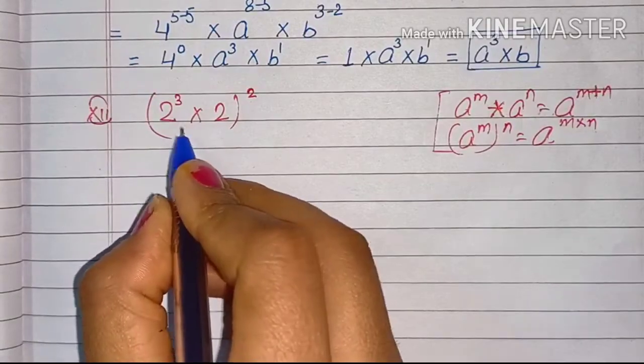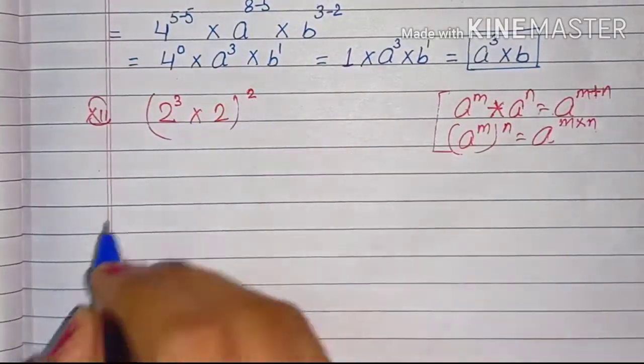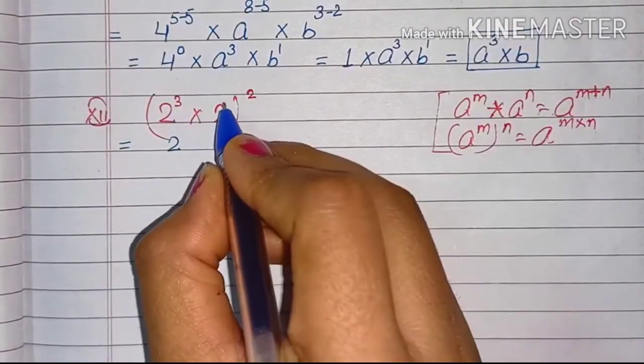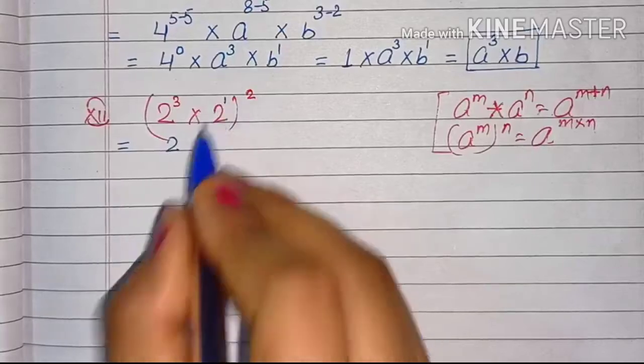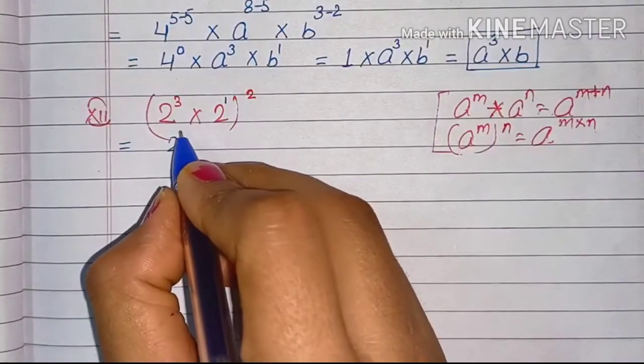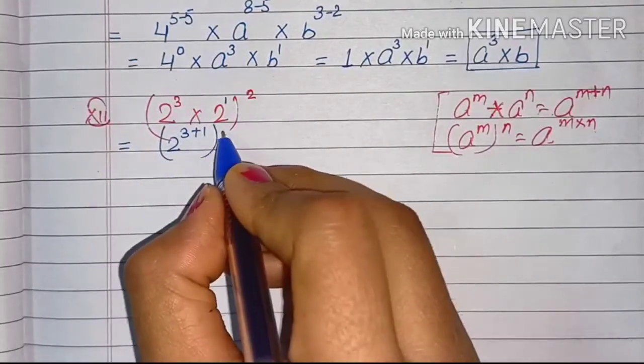Let's see the 12th part. 2 raised to power 3 into 2 raised to power 1, all of power 2. So first we will solve the bracket. 2 raised to power 3 into 2 raised to power 1. Now use the law. Bases are same, then we will add the powers. If multiplication, then we will add the powers.